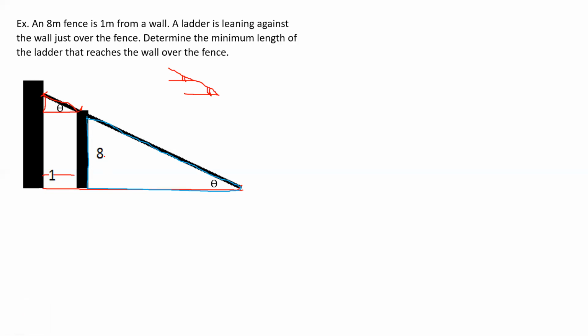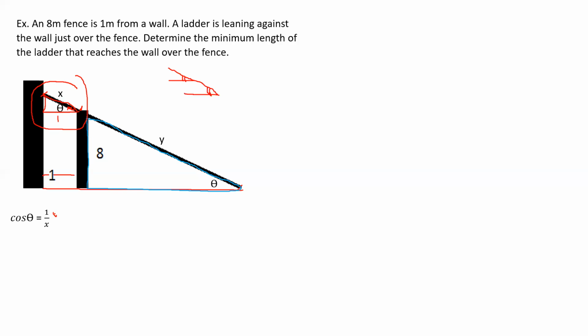So in the blue triangle, we have an 8 and a theta. The red triangle, this distance is 1. And let's call the missing sides x and y. So focusing up here, theta is the angle in the corner. We have the hypotenuse and we have the adjacent side. So adjacent and hypotenuse, that would be cosine. Cosine theta is adjacent over hypotenuse.